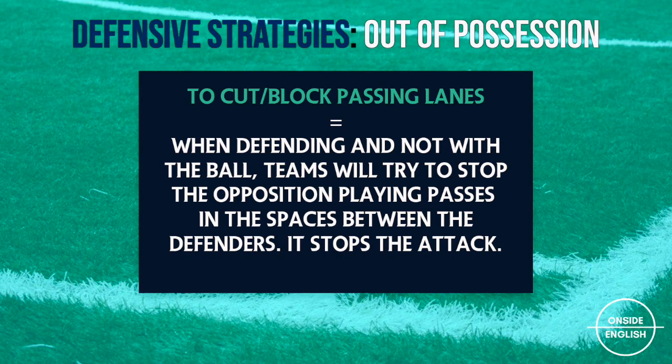So these are some examples of how to cut or block the passing lanes. It's a defensive strategy for when a team is out of possession. And this can be used when defending and not with the ball. So teams will try to stop the opposition playing passes into the spaces between defenders. It stops the attack from happening. So to cut or block the passing lanes.